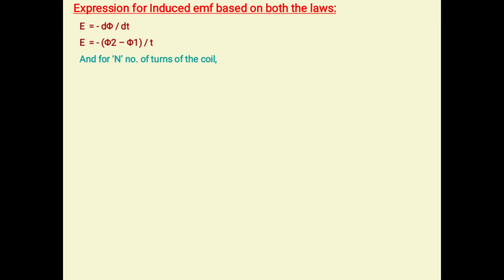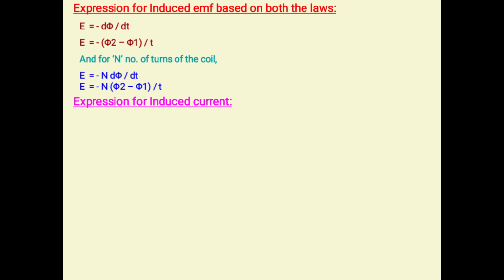And if n is the number of turns in the coil, then the total EMF will be E equals minus d phi by dt into n. The same expression can be minus n d phi by dt or minus n (phi 2 minus phi 1) by t. For induced current, as we all know, I equals V upon R. V is what? The electric potential difference, and here the electric potential difference is nothing but the induced EMF. Therefore E by R is there.